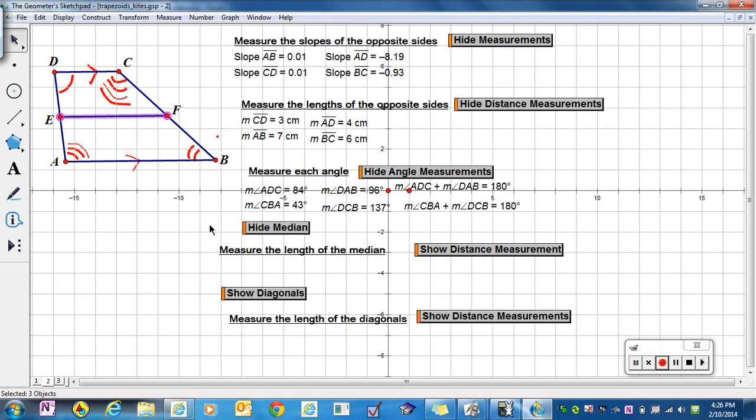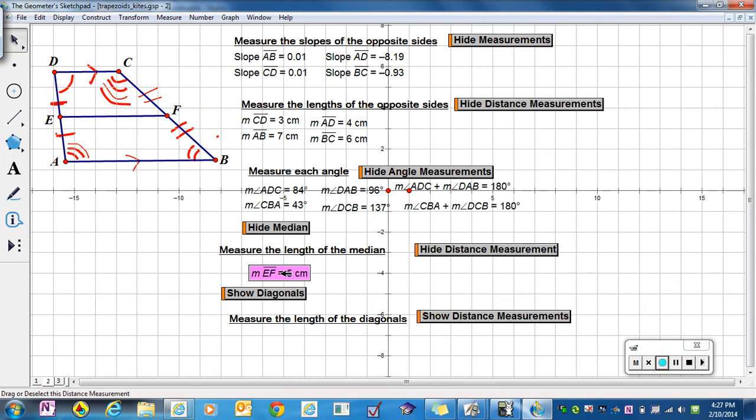But now we have this new thing called a median. Where the median comes from, the median is at the midpoint of the two sides. So what that means is DE is going to be congruent to EA, and CF is going to be congruent to FB. Let's look at the distance of the median. So the median is 5.